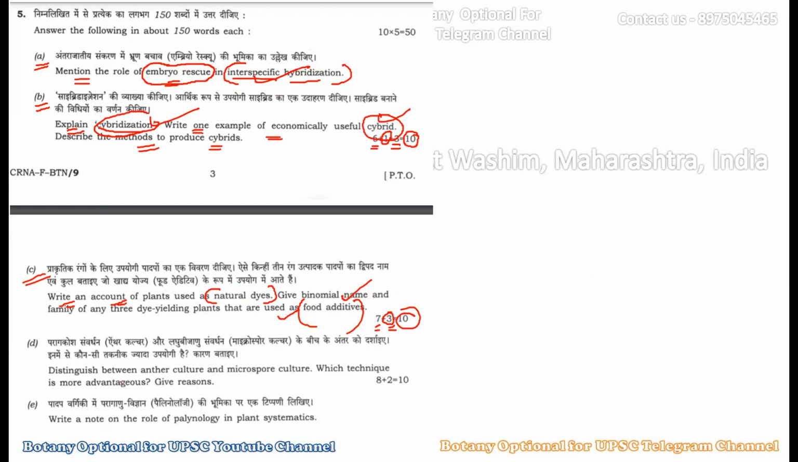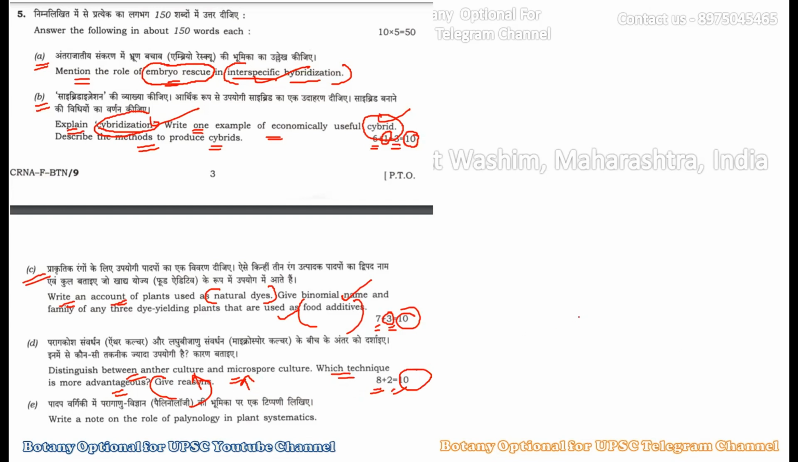Then in the fourth sub question, you have to distinguish between anther culture and microspore culture. These are two different types of culture in plant tissue culture. You have to distinguish between them. For that, you will get the 8 marks. Then, which technique is more advantageous? And you should give reason for that, and you will have the rest of the 2 marks. Okay. So in all, there are 10 marks.